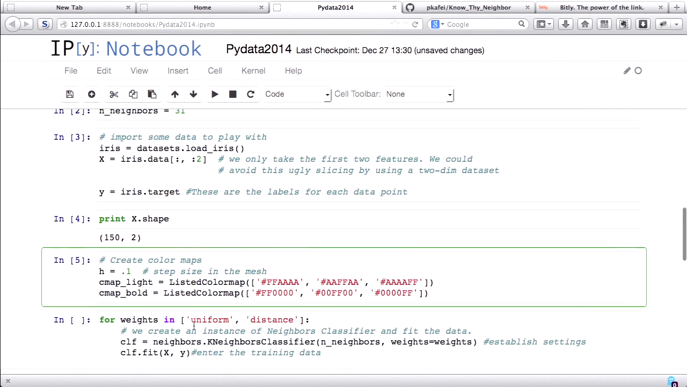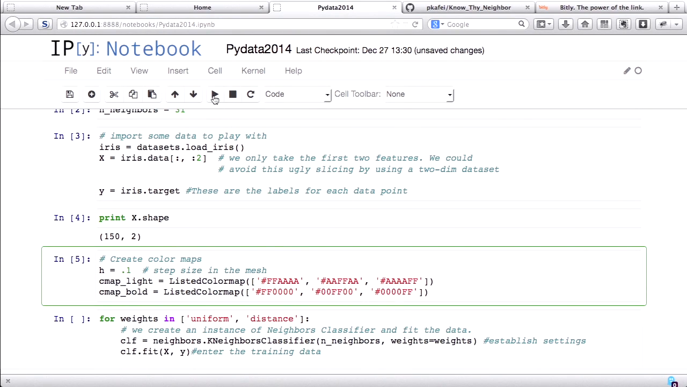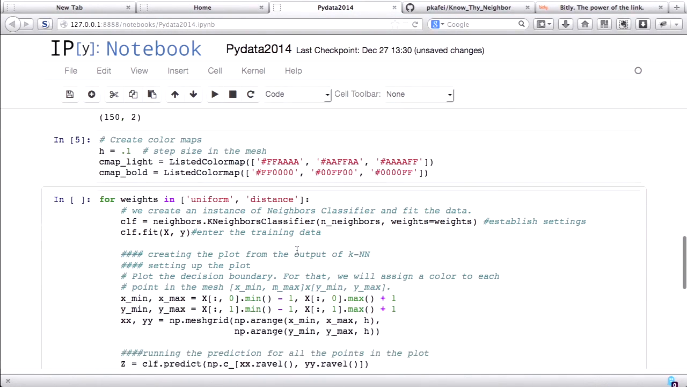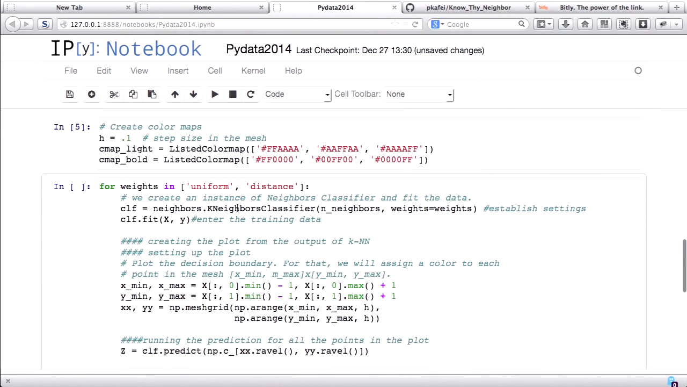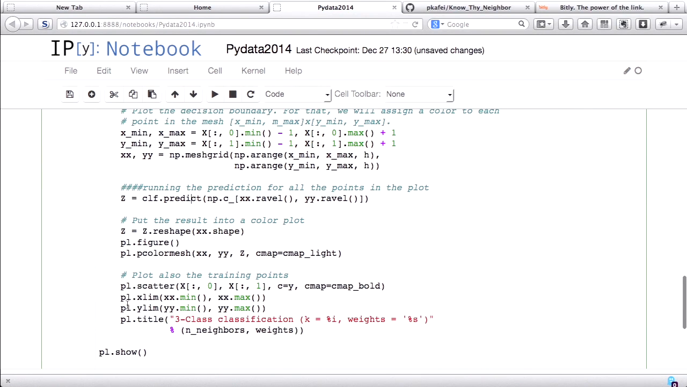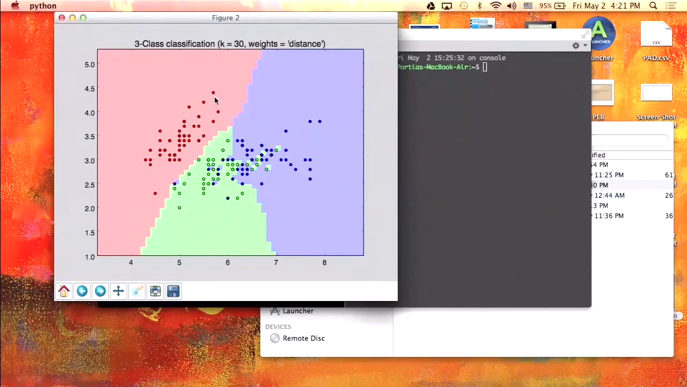We're going to create our mesh. In this section, we're going to classify. We're going to fit our data set, and then we're going to predict. And after we set our X and Y axes, voila.